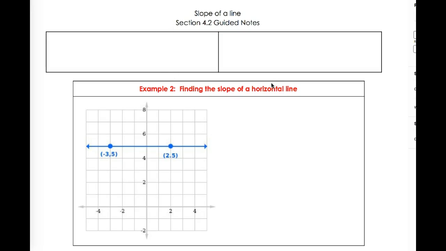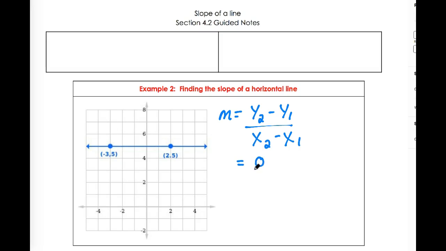Okay, finding the slope of a horizontal line. When we look at our slope formula, y sub 2 minus y sub 1 over x sub 2 minus x sub 1, and I'm looking at a graph, notice how there's no change in y. The change in y is 0. You don't go up or down. You're just on the same line.